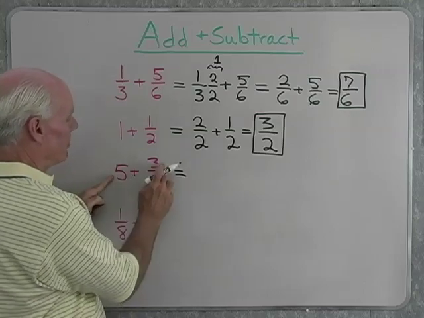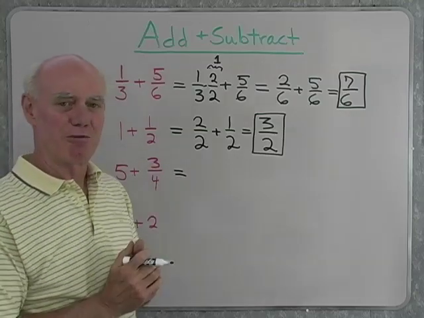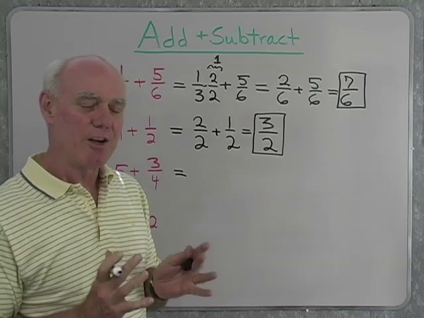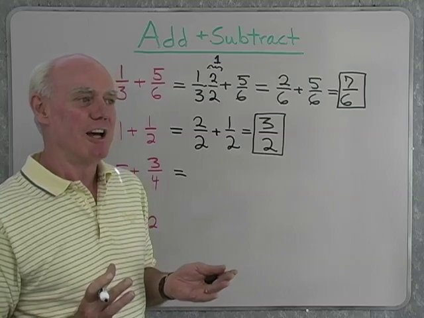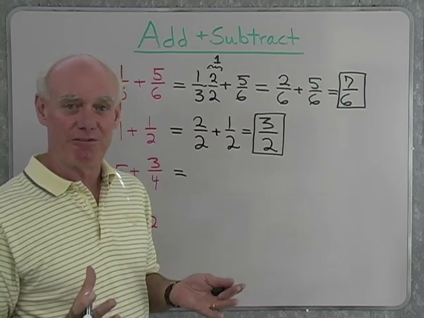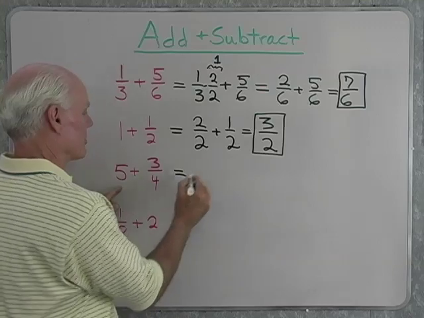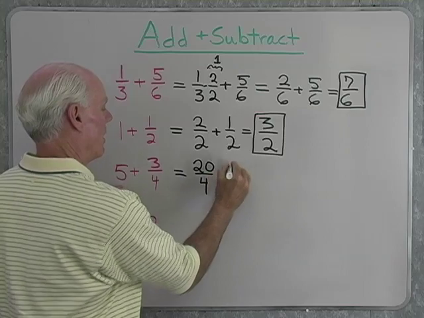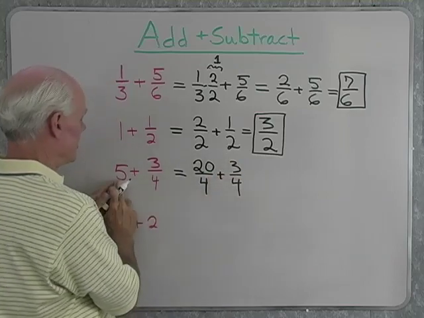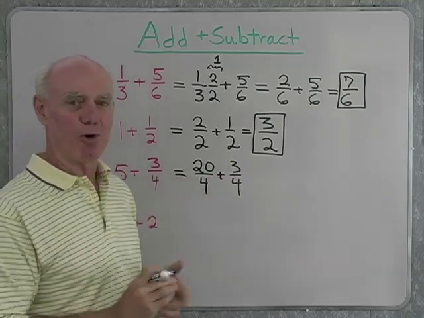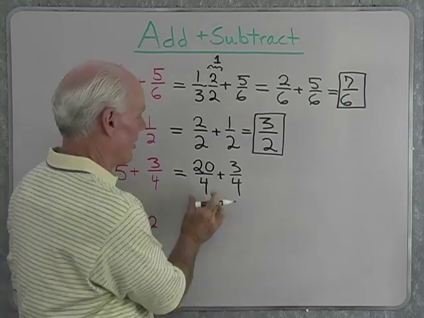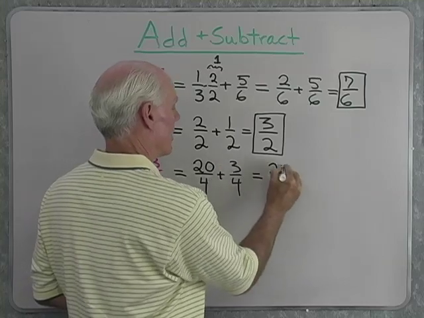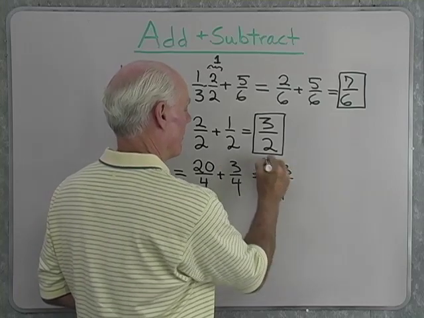Okay, how about 5 plus 3/4? Well, I want to write 5 as a fraction with a denominator of 4. So what fraction has a denominator of 4 and a value of 5? Well, if you think about it for a little bit, how about if I write 5 as 20 over 4 plus 3 over 4? Isn't 5 the same as 20 divided by 4, or 20/4? Sure it is. So I have 5 plus 3/4. I'll add numerators. 20 plus 3 is 23, all divided by 4.